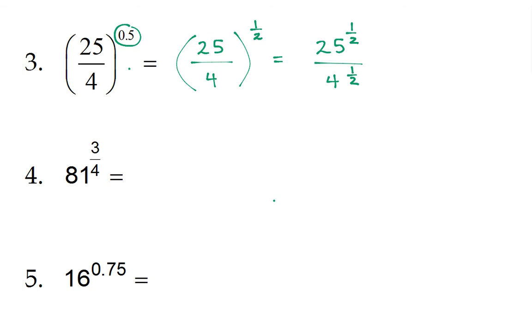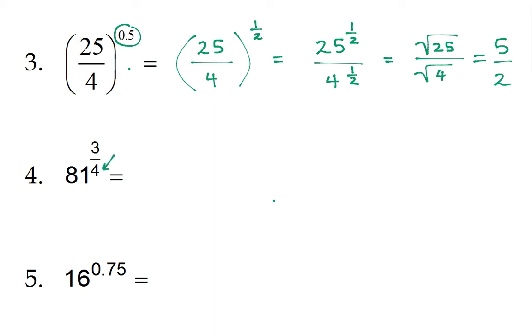Now what I can do is I can evaluate these two powers separately. So this is the square root of 25 over the square root of 4, because the denominator of the fraction is the index. If it's 2, you don't have to write it. And if the power is 1, you also don't have to write it on the 25. Evaluating this, you get 5 halves. Let's keep going.